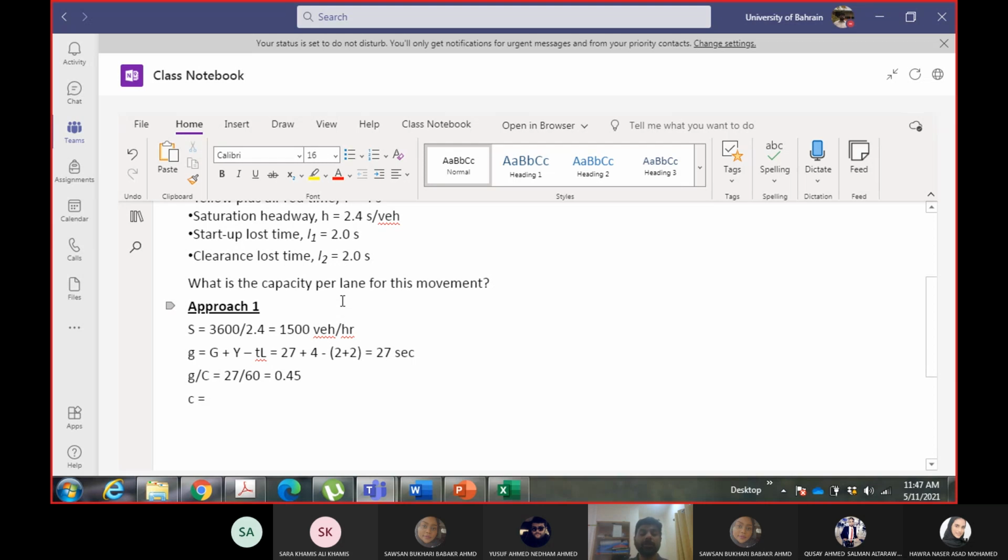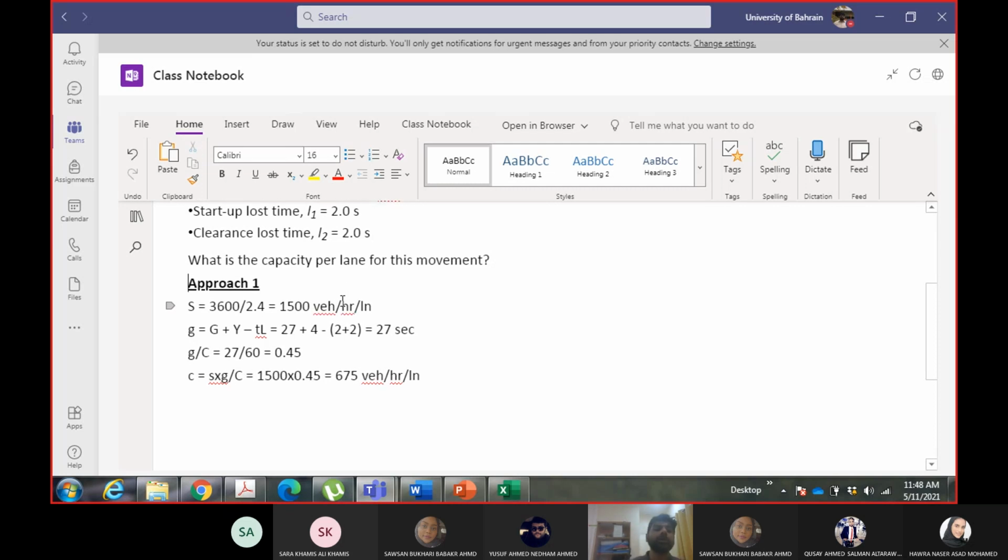So small c will be equal to the saturation flow rate times the G by C ratio, which is 1500 into 0.45. How much? 675 vehicles per hour per lane. Now keep one thing in mind, all these values are by default per lane. Capacity and saturation flow rate are by default per lane.